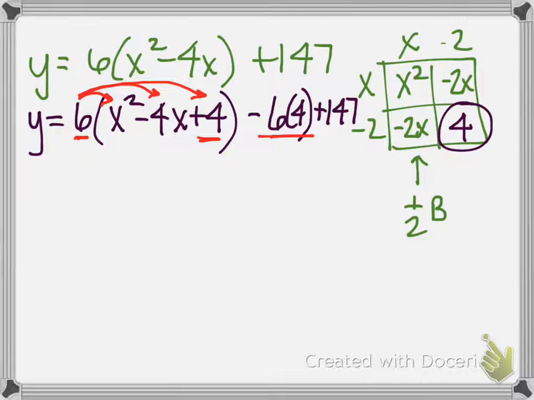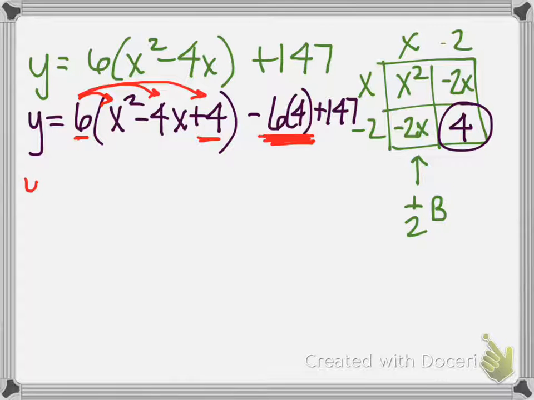So when I distribute the 6 to the x squared, I get the 6x squared that the problem started with. When I distribute 6 to the negative 4x, I get the negative 24x that the problem started with. But then I have to distribute the 6 to the 4 that I added in there, which means instead of adding a 4, I'm actually adding 24 to this problem. So if I put in 24, I need to also take out 24. And that's what this part does here when I do minus 6 times 4.